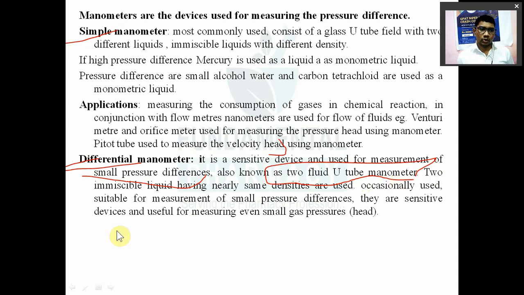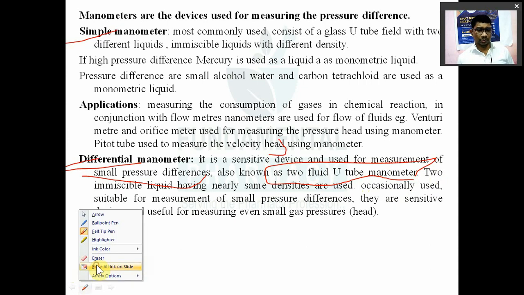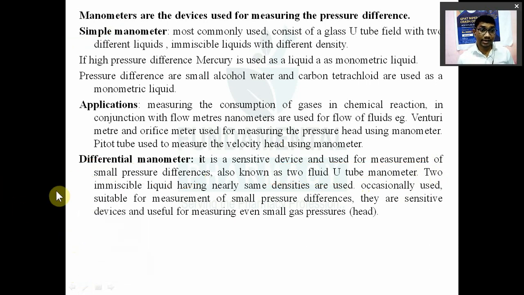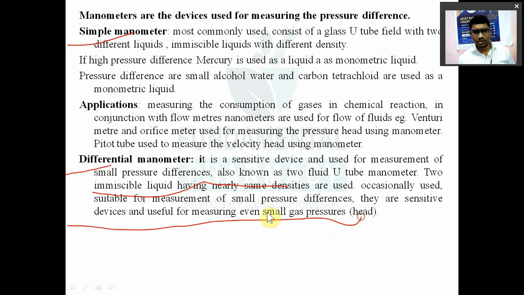What does it contain? In this also there are two immiscible liquids. Those immiscible liquids have very little difference in density. So two immiscible liquids having nearly the same densities, or very small difference in densities. Differential manometers are occasionally used, while simple manometers are commonly used. They are sensitive devices and useful for measuring even small gas pressure differences. That is their use. Now the third type is the inclined manometer.